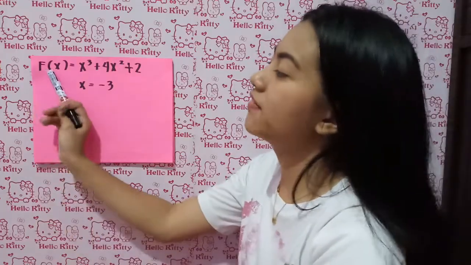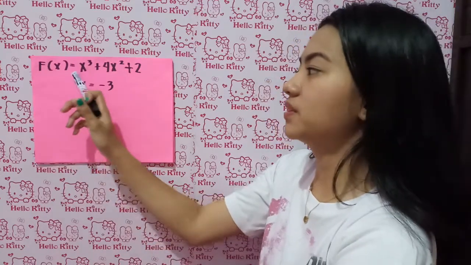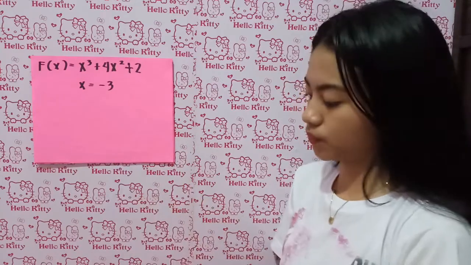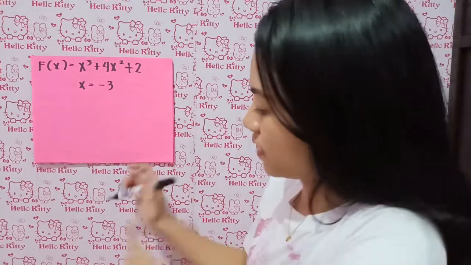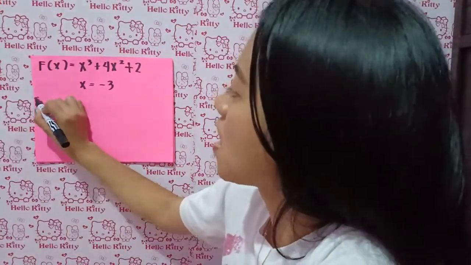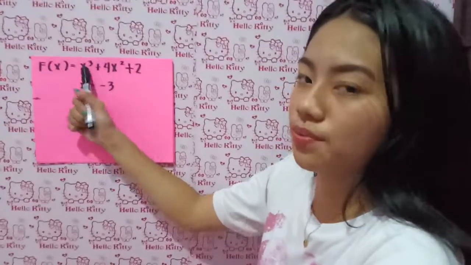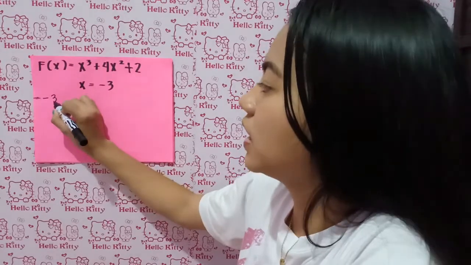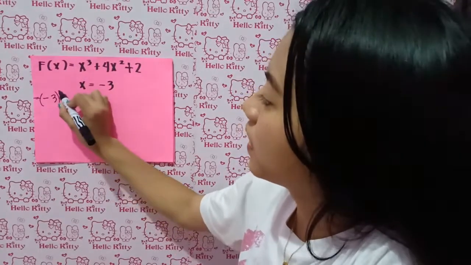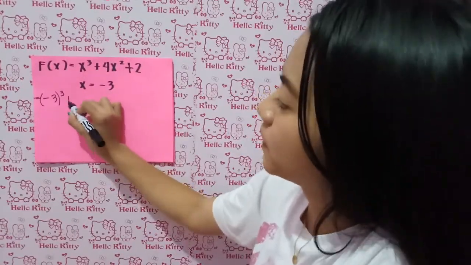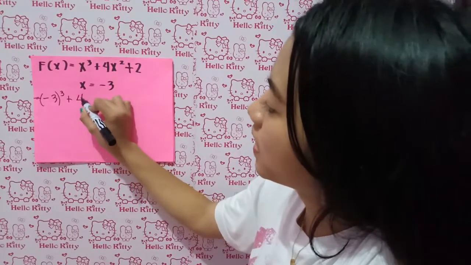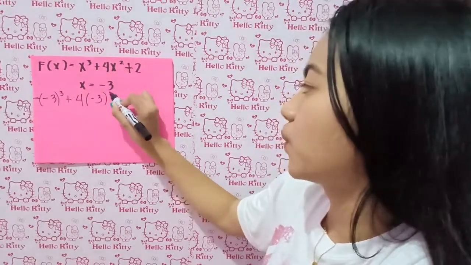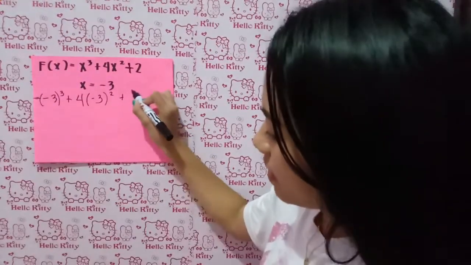For the fourth example, we have here f of x is equal to x cubed plus 4x squared plus 2, with x equal to negative 3. We have here the first term, x cubed. We have negative 3 cubed, plus 4 times negative 3 squared, then plus 2.